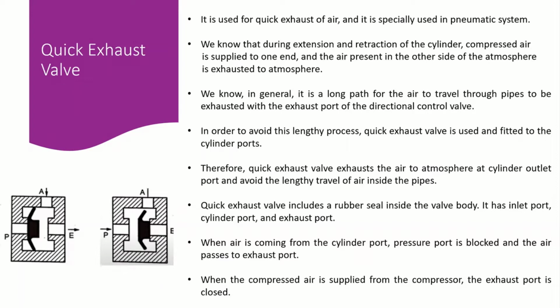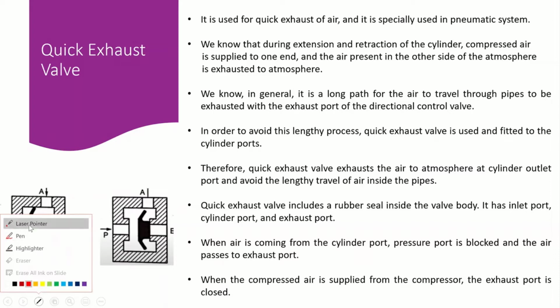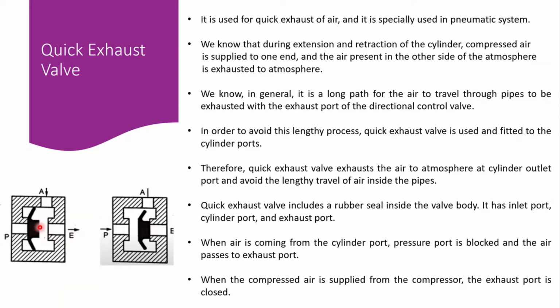If we look at the structure of the quick exhaust valve, as you can see, we have three different ports, and a rubber seal inside. We have the inlet port, the cylinder port, and the exhaust port. When air is coming from the cylinder port, the pressure port is going to be blocked. Let's say air is coming from this side, the pressure port is blocked, and the air passes to the exhaust port from this side.